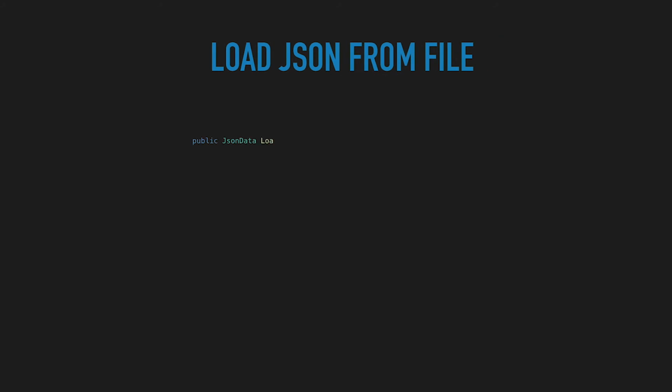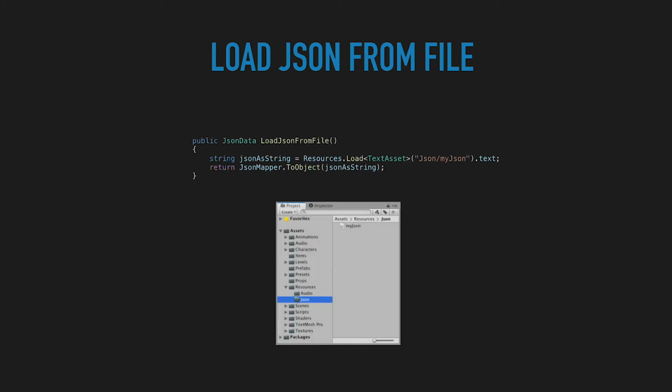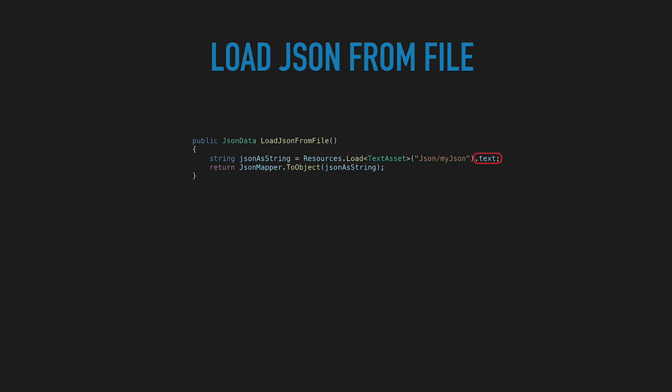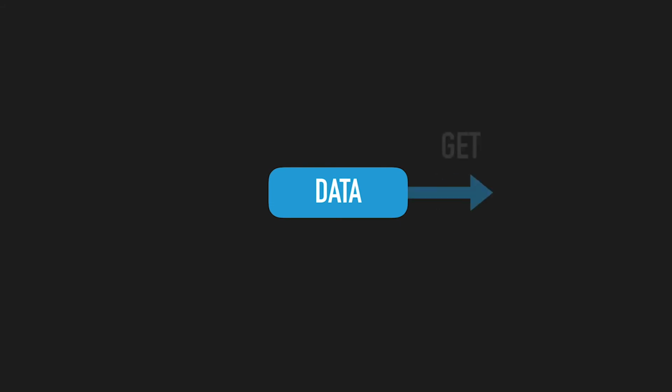I have added my default JSON file to the Resources folder. Then I use Resources.Load to retrieve it. The .text is important. That will convert the JSON to a string. This function will return JsonData. So I use the JsonMapper to convert the string into JsonData and then return it. So we now have our data ready, and we can get data from it, and we can set data to it. Let's first cover how to get data.